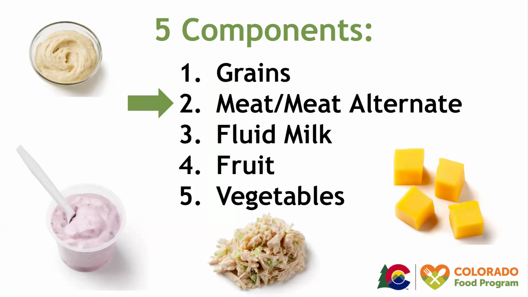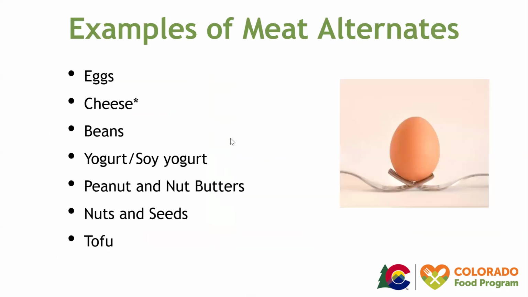So talking about our meat and meat alternate sections. You want to go forward, Natalie? So these are some examples of meat alternates. They include things such as eggs, cheese, beans, yogurt, soy yogurt, peanut or nut butters, nuts and seeds, and tofu.